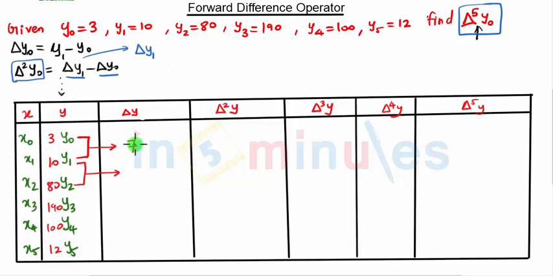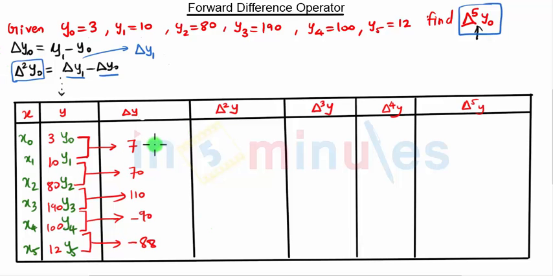So here we will get the first difference of all the terms. So y2 minus y1 will be del y1. Okay, so here we get 80 minus 10, which is 70. Similarly, y3 minus y2, which is 190 minus 80, which is 110. Now y4 minus y3, 100 minus 190 is minus 90. Then y5 minus y4, that is 12 minus 100, which is minus 88. So these are the first differences of successive terms.